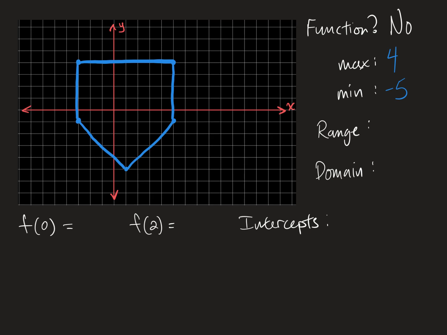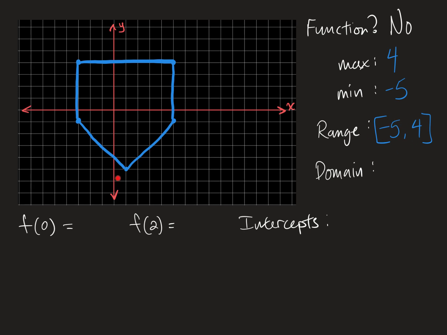But this brings up a really nice point here. In interval notation, it's like this. The range will go from the minimum to the maximum, -5 to 4. Nice.